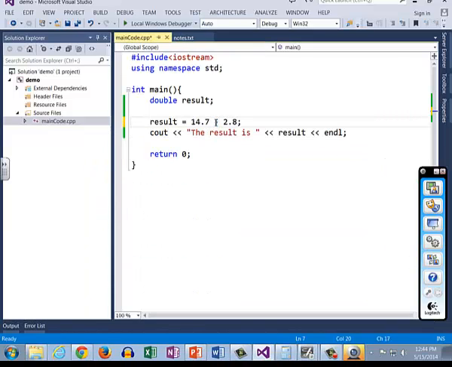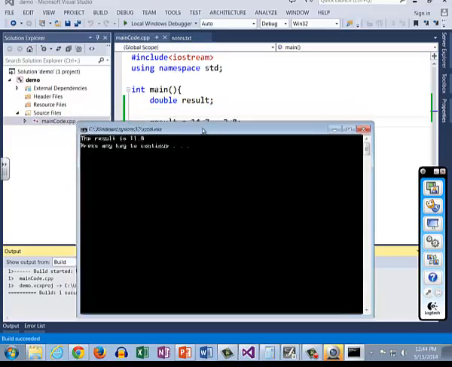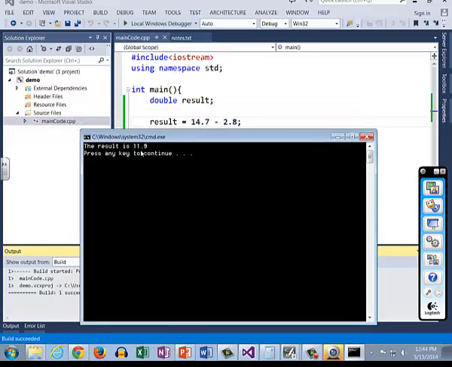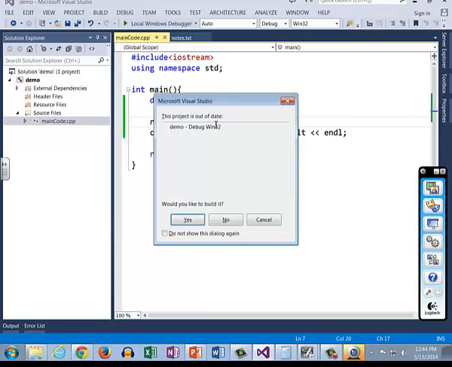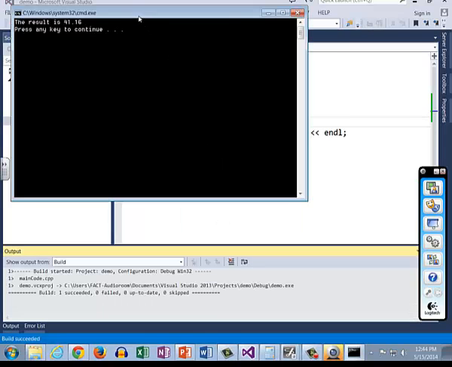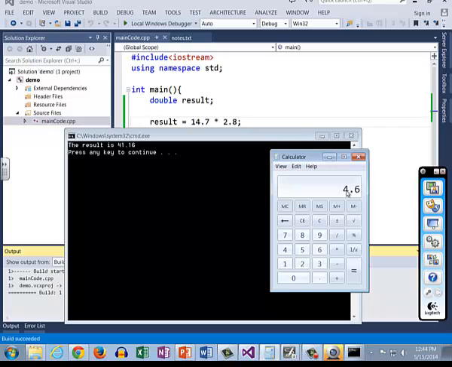If we put a hyphen in there, we get a minus sign, and we run that, and we get the result of 14.7 minus 2.8, which is 11.9. We can multiply these. If we take 14.7 times 2.8, what do we get? I'm not sure on this. This is something I can't do in my head, so let's go ahead and do it in the calculator. 14.7 times 2.8 to verify that we're getting what we expect, and sure enough, we get the result that we expect.